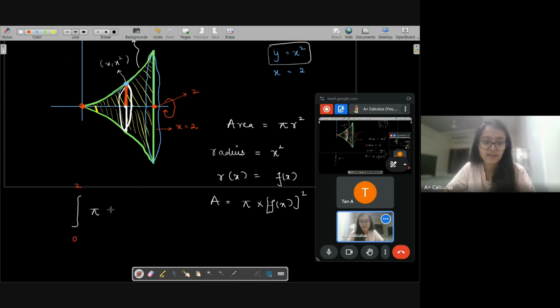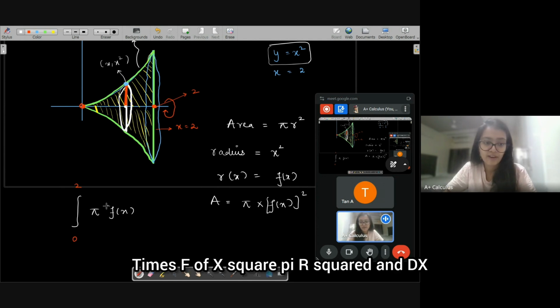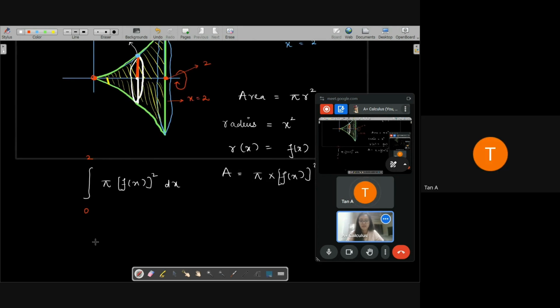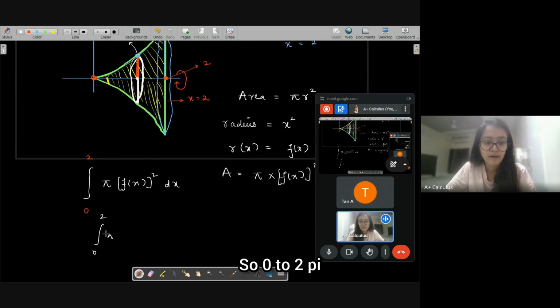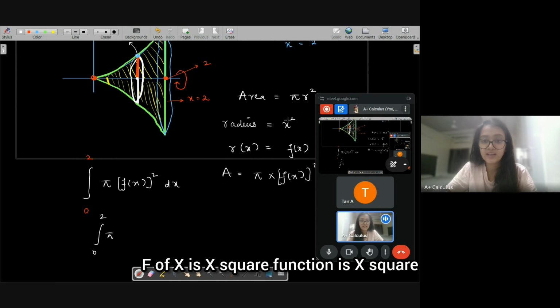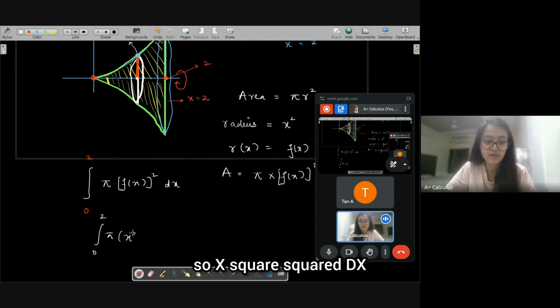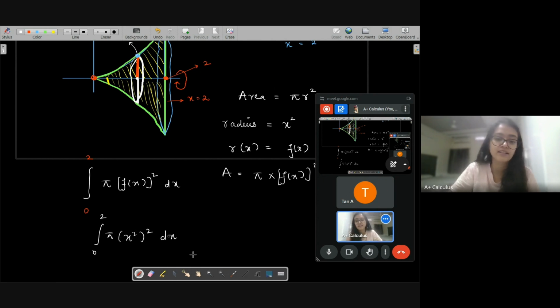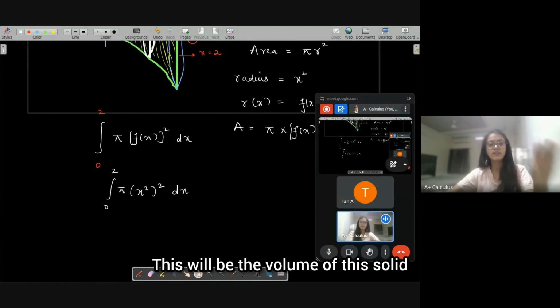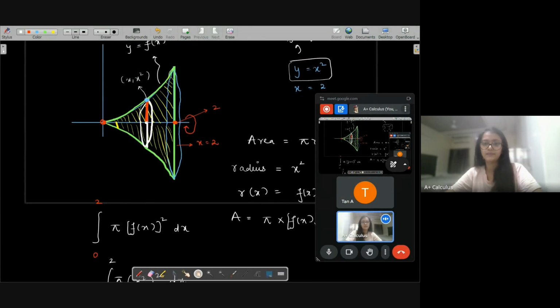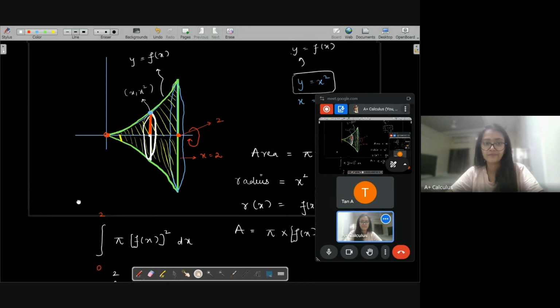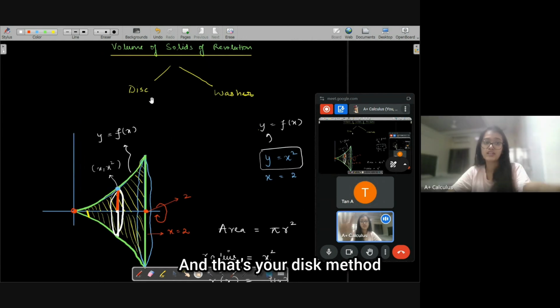So pi times f of x squared, pi r squared, and dx. So 0 to 2, pi, f of x is x squared, the function is x squared, so x squared squared dx. This will be the volume of this solid. Okay? And that's your disk method.